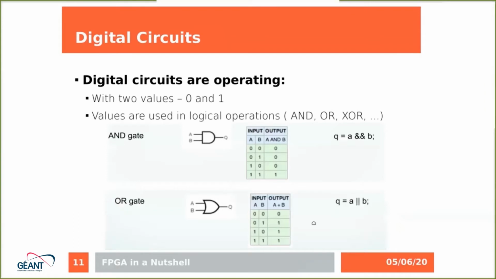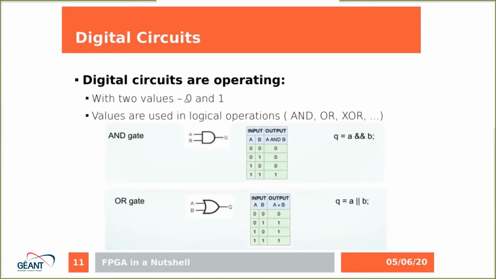We will start with digital circuits. Digital circuits are very typically operating with zeros and ones. There are some special values like the state of high impedance, which is typically used for the communication on buses. But in this case, we can say that digital circuits are operating with two logical values, which is logical 0 and logical 1.